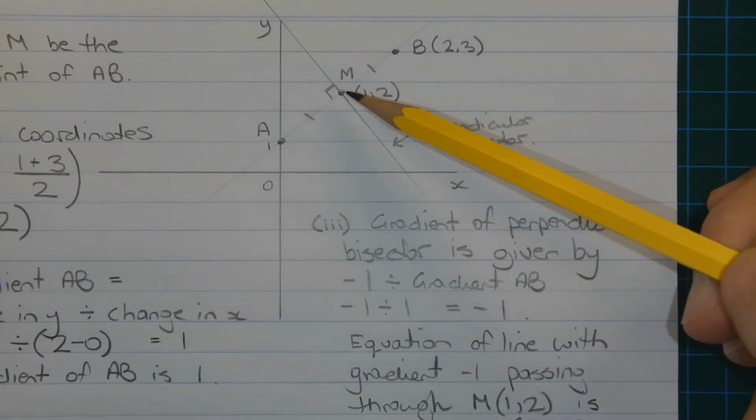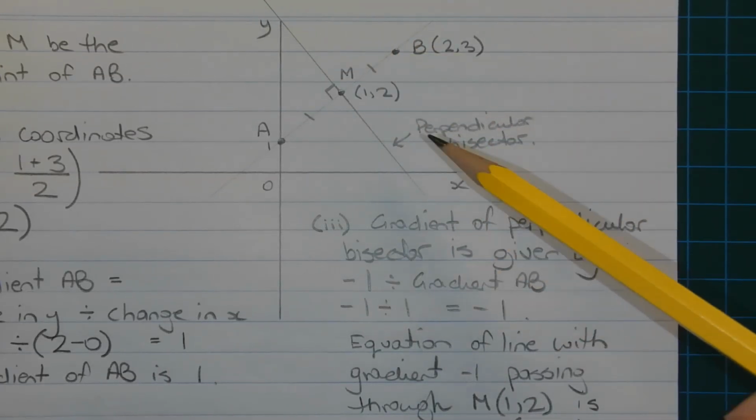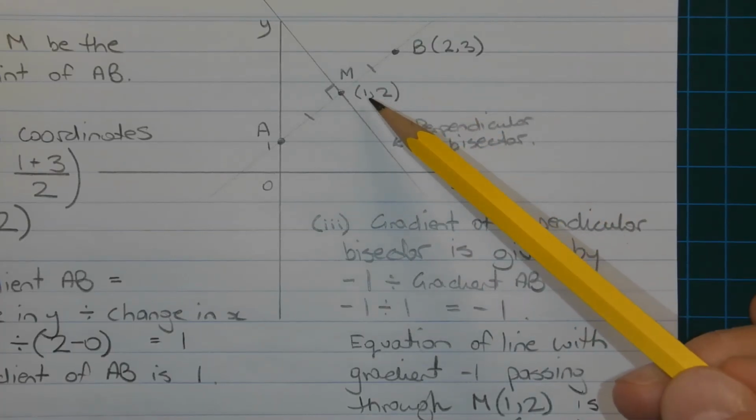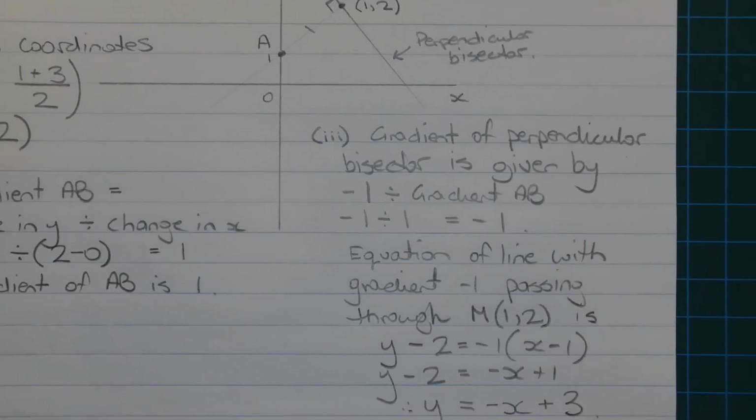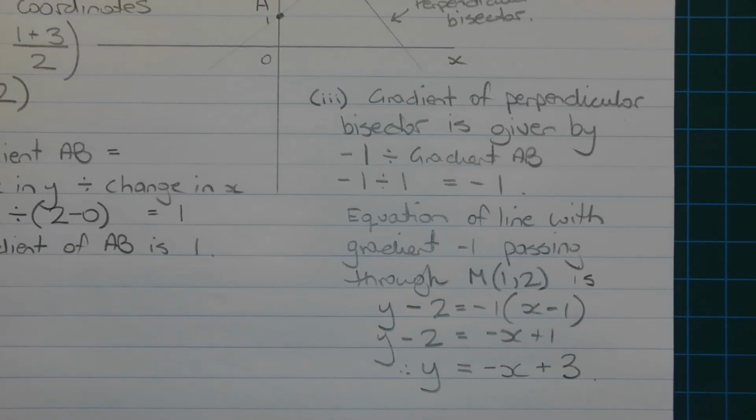Next we need to consider the point that this line passes through. So the perpendicular bisector passes through the midpoint, which has coordinates (1, 2). So using the point gradient formula, that's y minus y1 is equal to m times (x minus x1). We have y minus 2 is equal to -1 times (x minus 1). Expanding the brackets, we get y minus 2 is equal to -x plus 1. And then rearranging this equation into gradient intercept form, we get y is equal to -x plus 3.